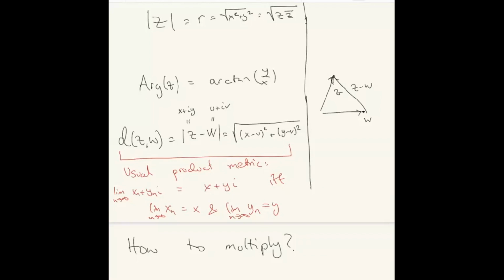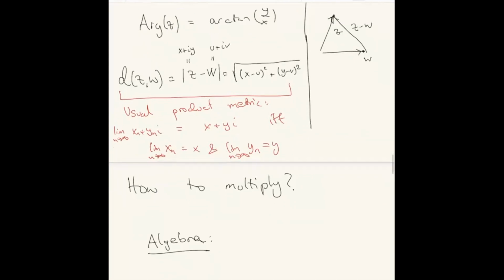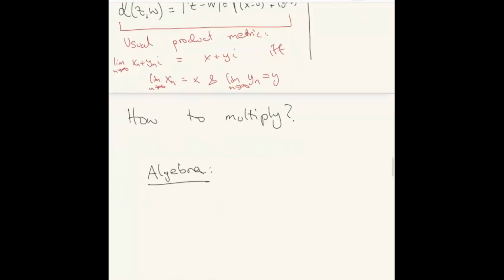And with this notion of distance, you have a notion of convergence, and you can easily verify, well, this is the same metric as the product metric on R2. So if you have xn plus yn i converging to x plus iy, then this is the same thing as xn converging to x and yn converging to y. So component-wise convergence is the same thing as convergence in the product. So this brings us back to those.